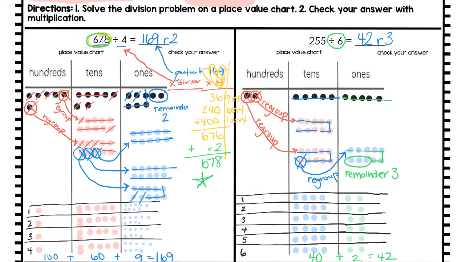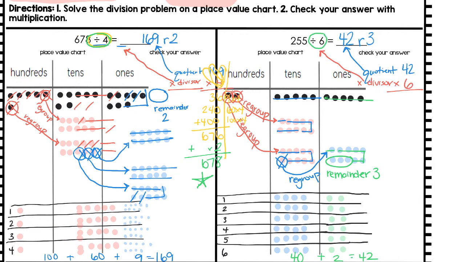Now let's check our answer. So we have our quotient of 42 times our divisor of 6, sorry. So we're multiplying those together. 2 times 6 is 12. And then we have 40 times 6 is, 6 times 4 is 24. And we put our 0 at the end. 240. If we add those up, we have 2 in the ones, 5 in the tens, 2 in the hundreds.